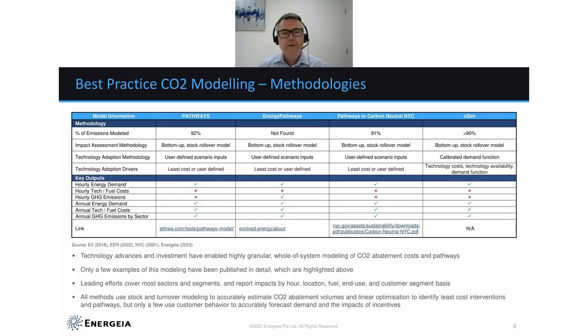Now, in terms of the technology adoption drivers, or how these models project the emissions over time, you can see the first three are either least cost or user defined. So you set the model and tell it which combination of abatement options is going to be least cost, or you can specifically set what abatement options there are, and it can tell you what the cost of that is.